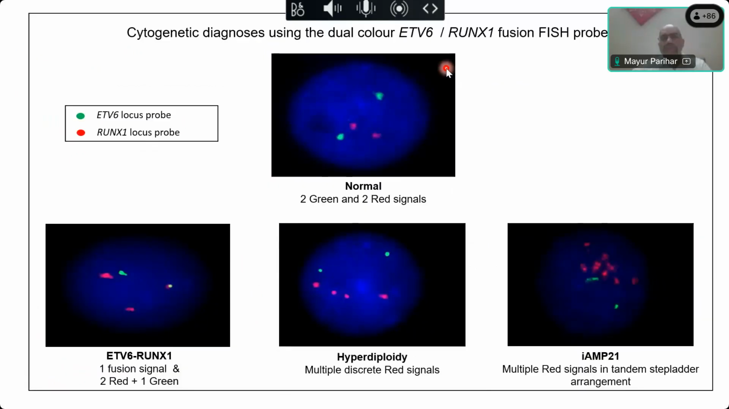As I was telling you, this is the ETV6-RUNX1 FISH probe that you see here. ETV6, which is on chromosome 12, is green. RUNX1 on chromosome 21 is red. Normally you will get two copies of the genes, two reds and two greens. If there's a fusion, you get yellow signals. Now chromosome 21 is gained in 100% of high hyperdiploid ALLs. So when you get four copies of RUNX1, it indicates a gain of chromosome 21 and suggests the presence of hyperdiploidy. And when you get RUNX1 signals in clusters, it indicates iAMP21.